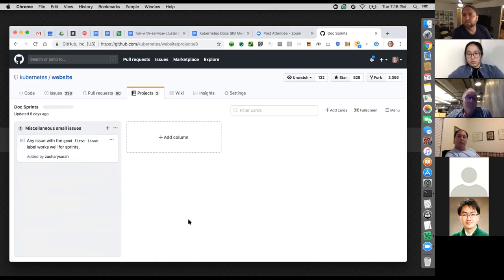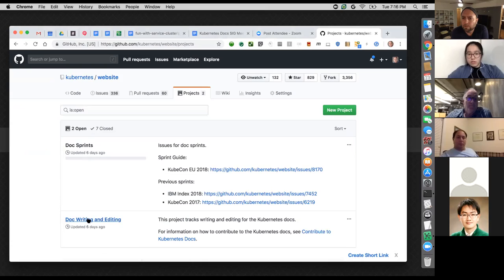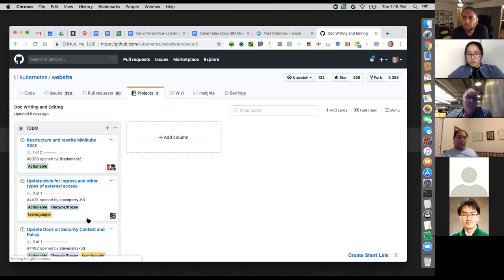Actually, we used the project function in GitHub when we had a separated repository. But I think it is enough when you can add a label to the issue or PR. Okay, so no need for a project then?